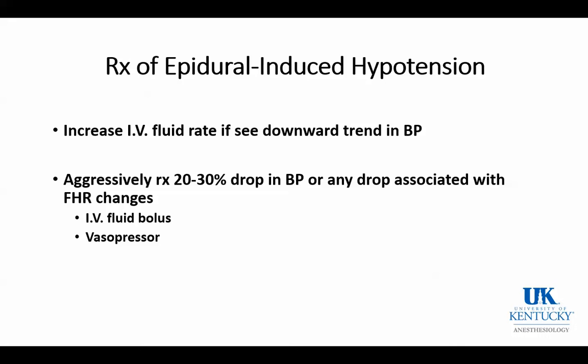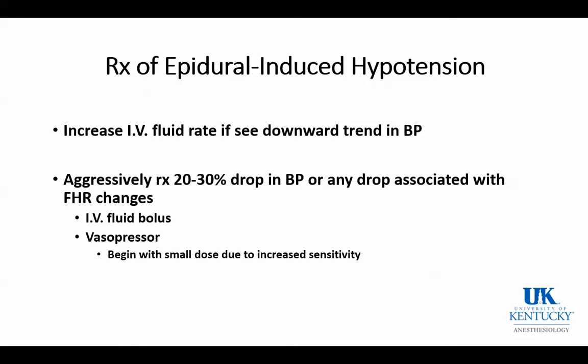So treat any drop of 20 to 30%. If you see even smaller drops and you're starting to see changes in the fetal heart rate, I think you should also be aggressive about treating those drops in blood pressure. And this is going to be with an IV fluid bolus if the patient isn't showing signs like a decreasing SAT or shortness of breath or symptoms suggesting she's developing pulmonary edema, and then vasopressors.